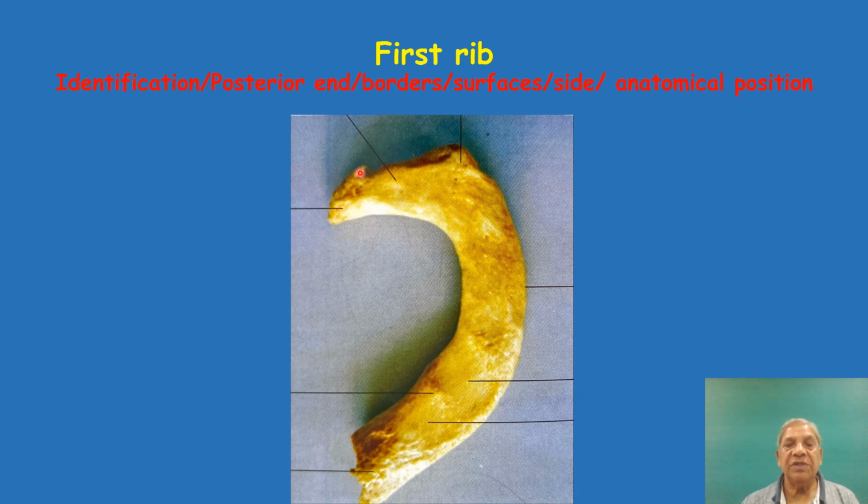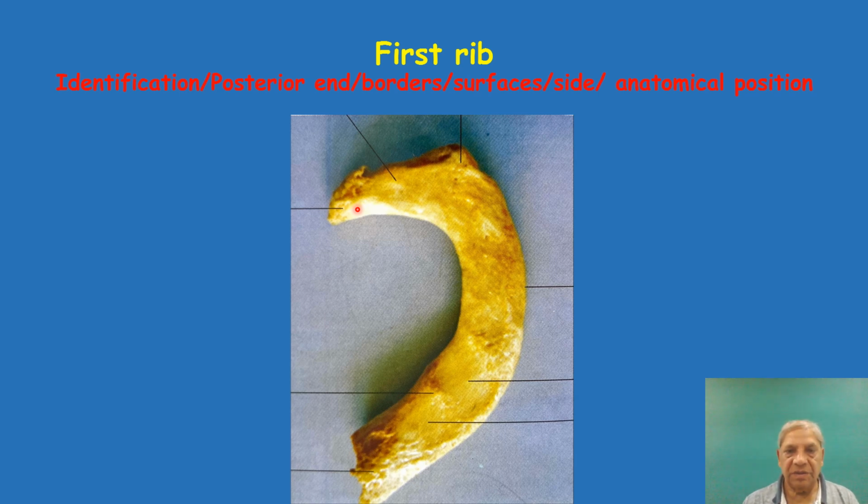Then the question may come: what are the parts of the posterior end? You say that the posterior end has a head, most medially, and then there is a rounded neck, and then there is a tubercle, which has an articular and a non-articular part. The head shows a single facet for articulation with the body of the first thoracic vertebra. The typical ribs show two facets on the head, one for the upper and another for the corresponding lower thoracic vertebral body.